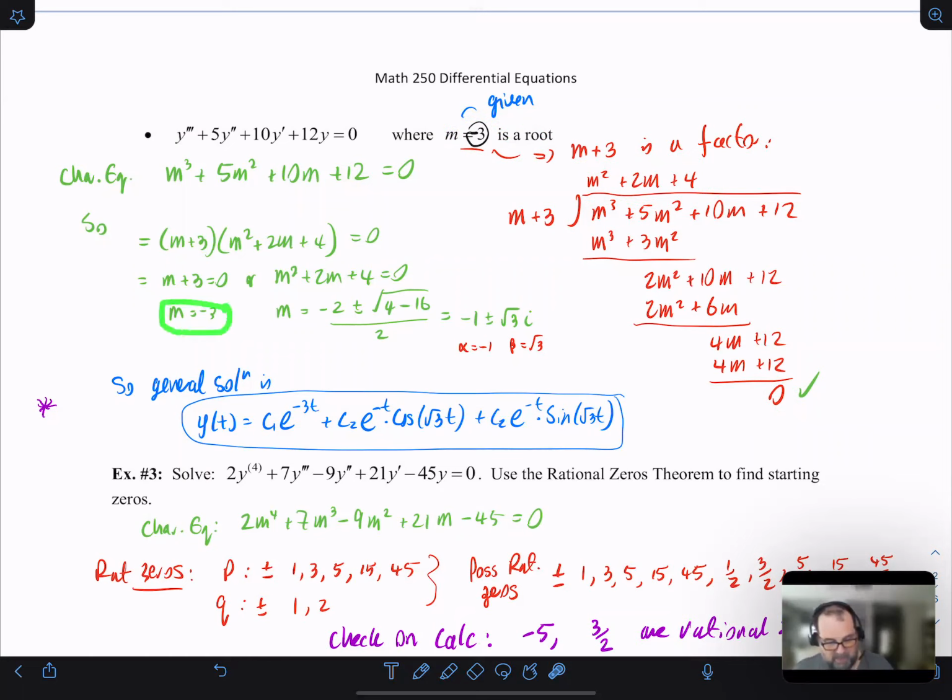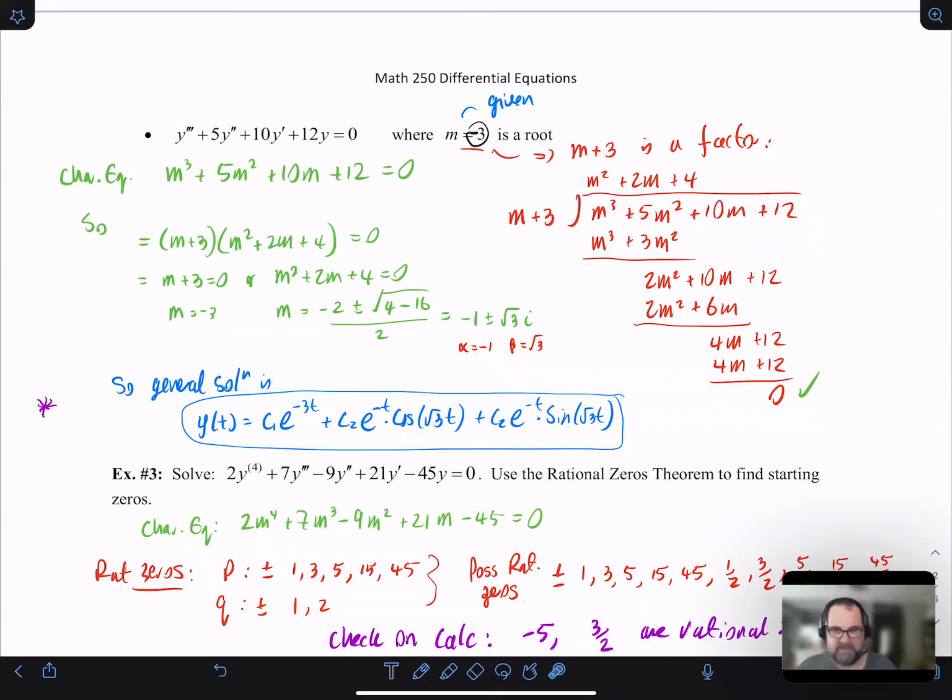Again, we knew m equals -3 was given. The other factor does not factor as a quadratic, so you can use the quadratic formula, and I got m equals -1 plus root 3i, and m equals -1 minus root 3i. So remember what we do with these complex roots. m equals -3 would give us the function e to the minus 3t, and for these, alpha is -1 and beta is root 3, so we have e to the minus t cosine root 3t and e to the minus t sine root 3t. A linear combination of them is the general solution.